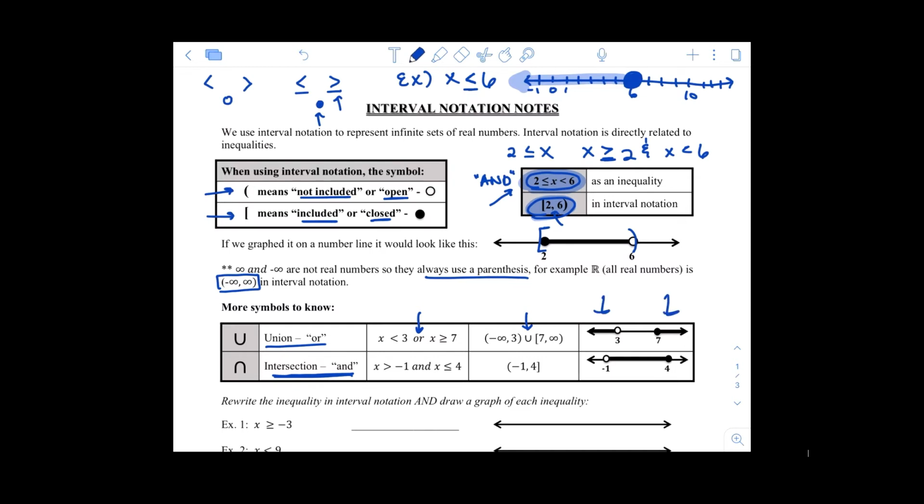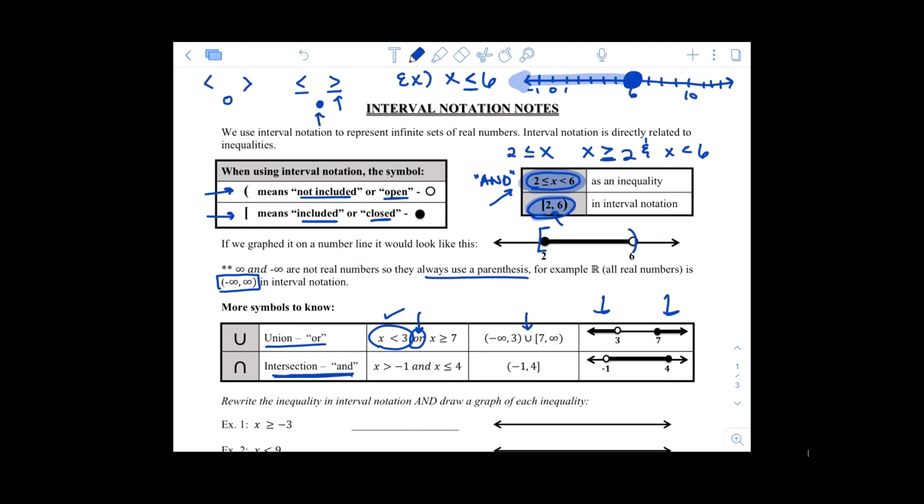That's anything less than 3. So we would have an open circle shaded to the left, or anything greater than or equal to 7, a closed circle shaded to the right. So could x equal 0 this time? Yeah, x could be 0 because x is less than 3. It satisfies one of the arguments. And because it's an or, it doesn't have to satisfy both of them.